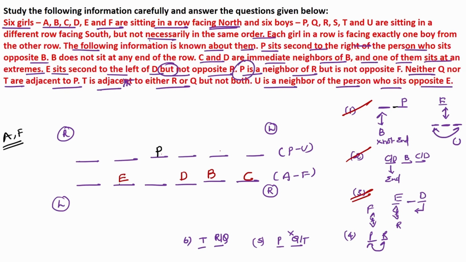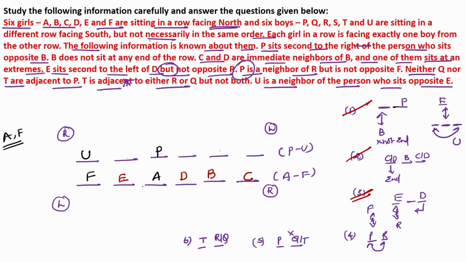Now I thought that maybe one of the neighbors is U, so you can confirm U here. E is opposite a person, one of whose neighbors is U. We can confirm U here. And P and R are opposite to each other. It is not opposite, sorry, P and R are adjacent to each other, and P is not opposite to F. We can't place F here, so we can confirm F here.